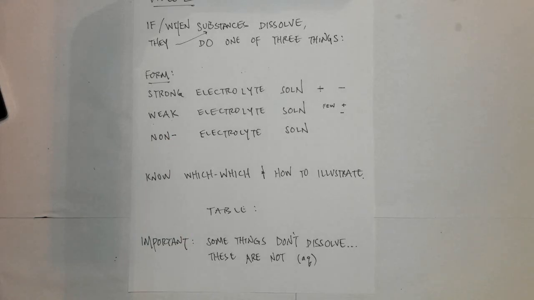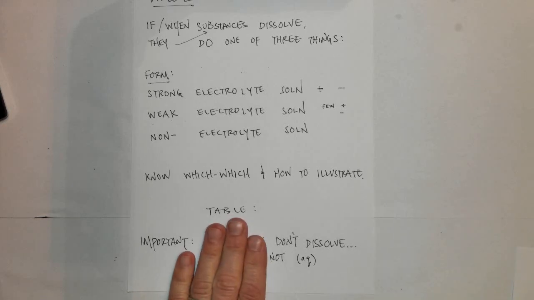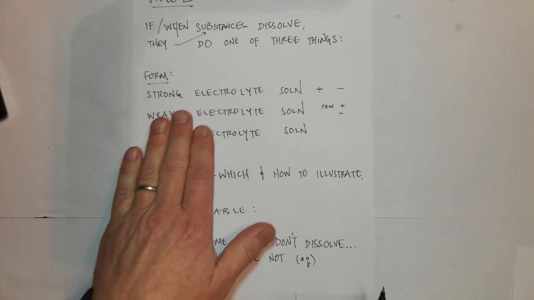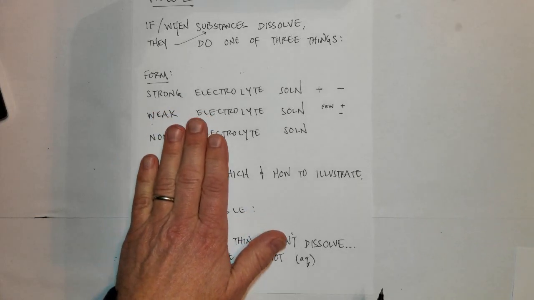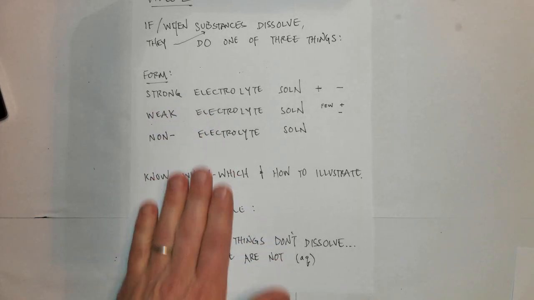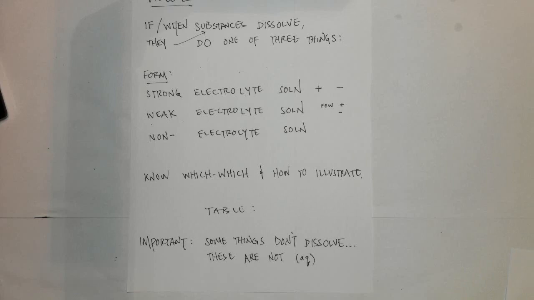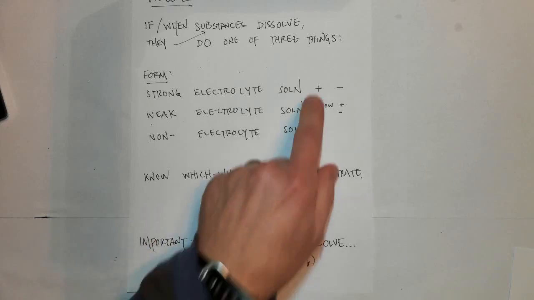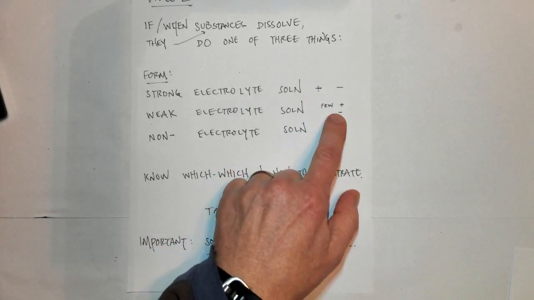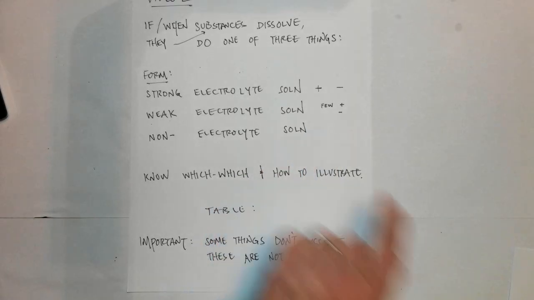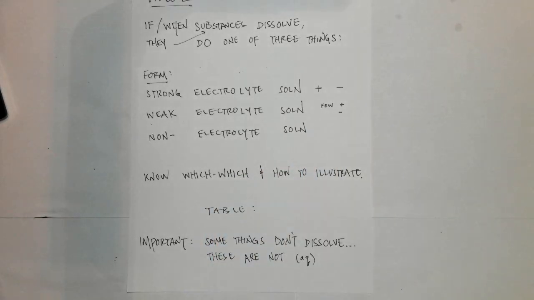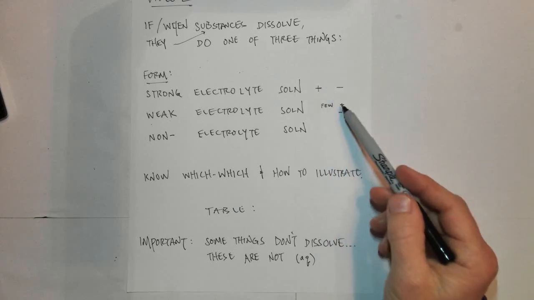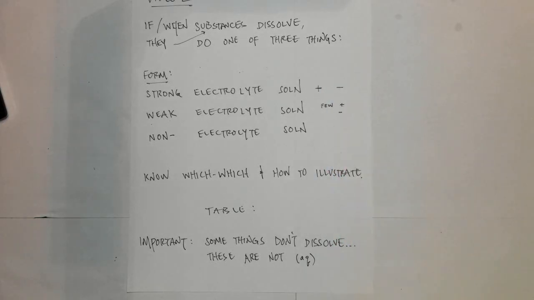We're only going to focus right now on things that do dissolve, and this table that we're going to make is going to classify things that are strong, things that are weak, and things that are non-electrolytes in solution. In other words, good conductors of electricity, sorta good, and not good at all conductors of electricity. And therefore these have lots of ions, these have only a few, these have none. We'll also talk about how to illustrate them as well.